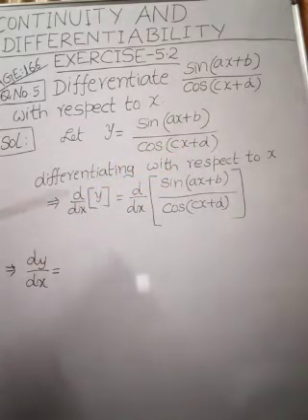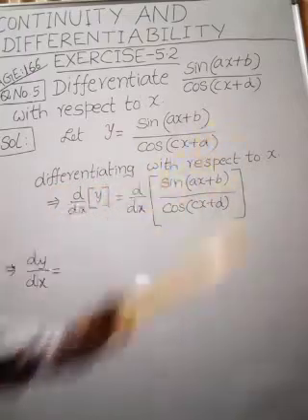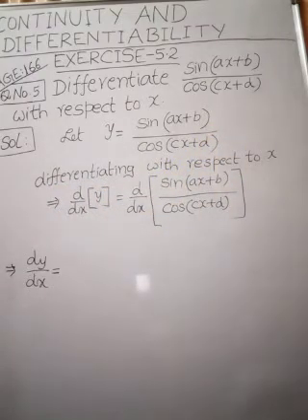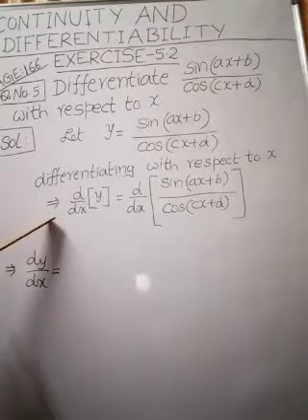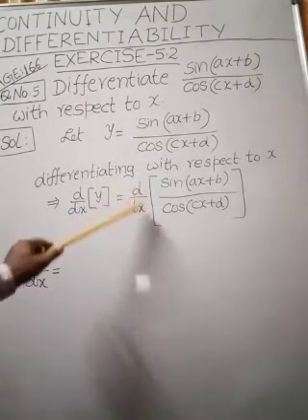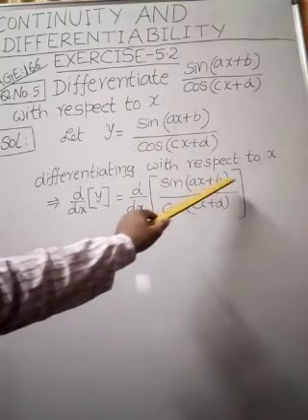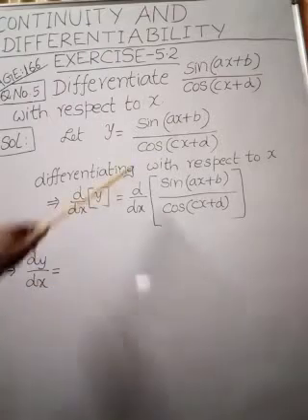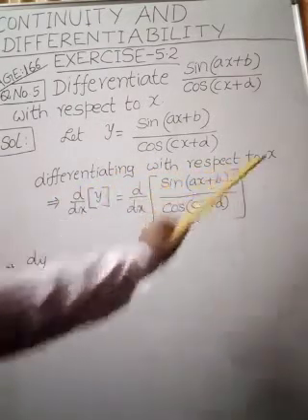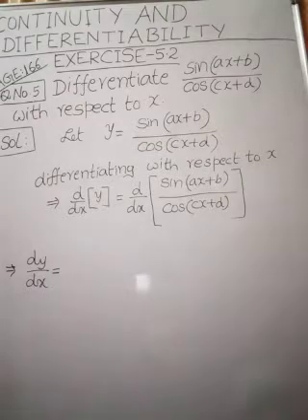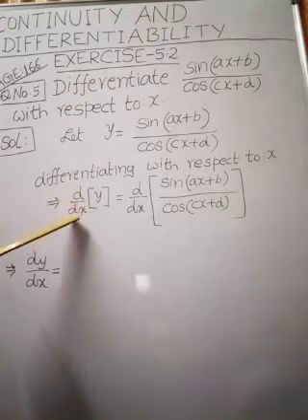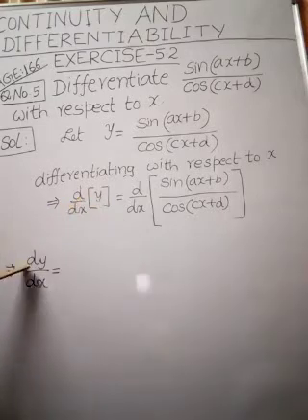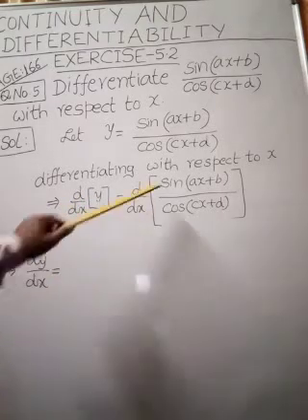Now we differentiate with respect to x on both sides. This implies d by dx of y is equal to d by dx of sin of ax plus b by cos of cx plus d. I wrote here the differential operator. Remember this point, my dear children: the differential operator is dx, because we are differentiating with respect to x. Now in LHS, d by dx of y, what do you get here? dy by dx. Now come to the RHS part.